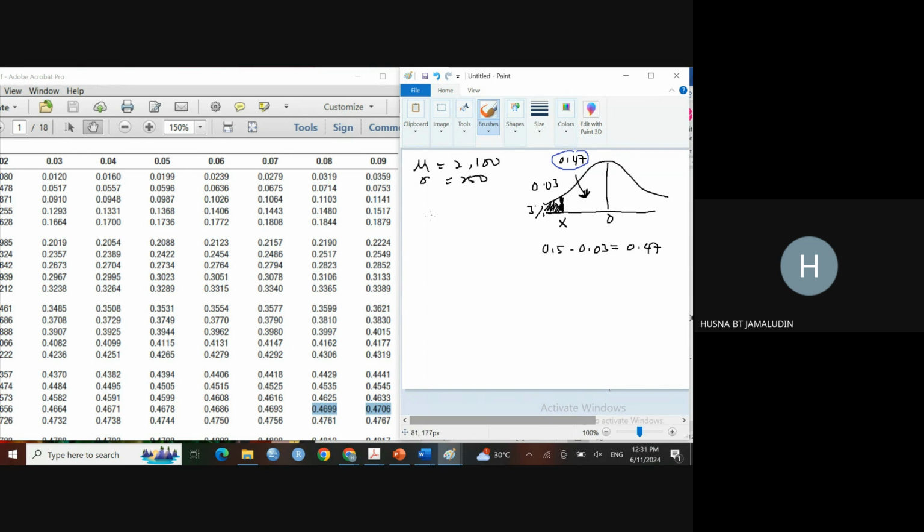Value number 1 is 0.4699, and number 2 is 0.4706. Okay, so how to find which one is the smallest? Remember, you have to minus with 0.47. So tell me, the first one will give you what value? Because I don't have my calculator. So for the first one, you take 0.4699 minus 0.47. What will you get? Anyone?